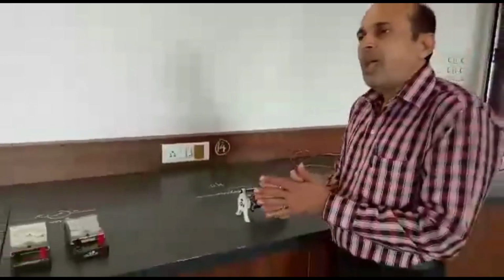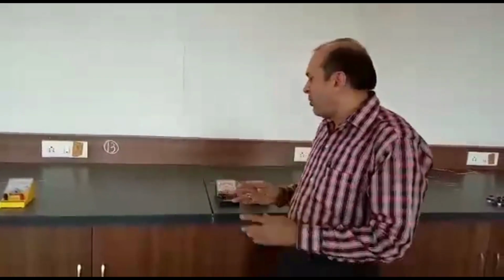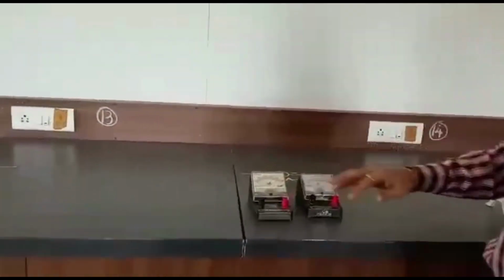Now, if current is passing through the circuit, the current is measured in amperes. But the ampere is a very large unit. Generally we use current in the milliampere range. So here we have a milliammeter with different ranges.